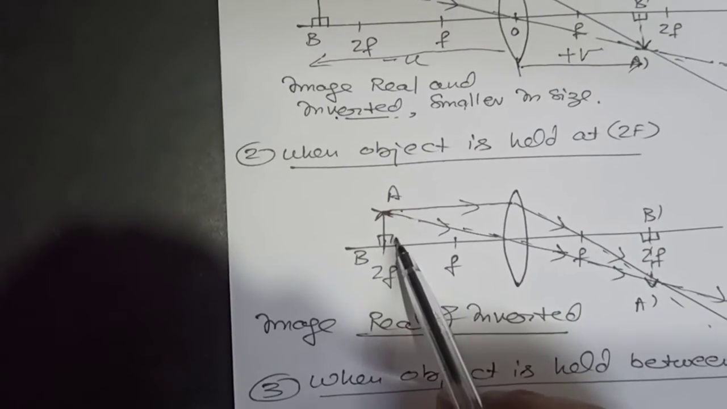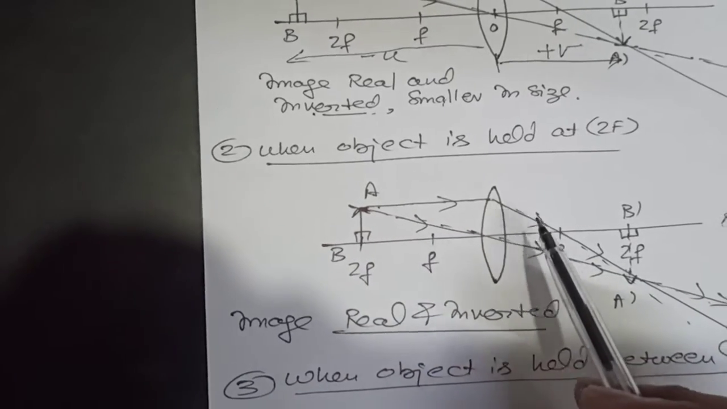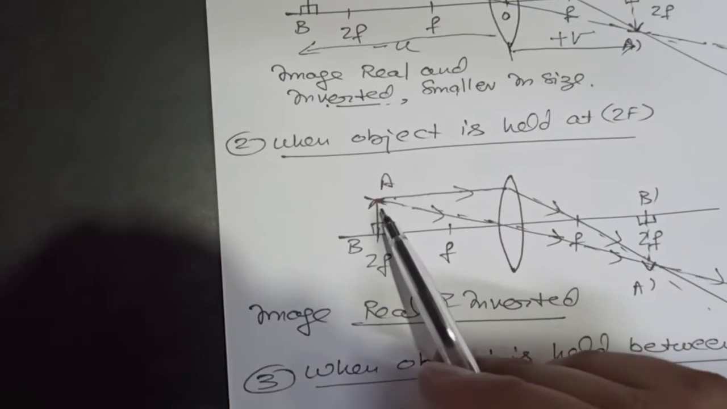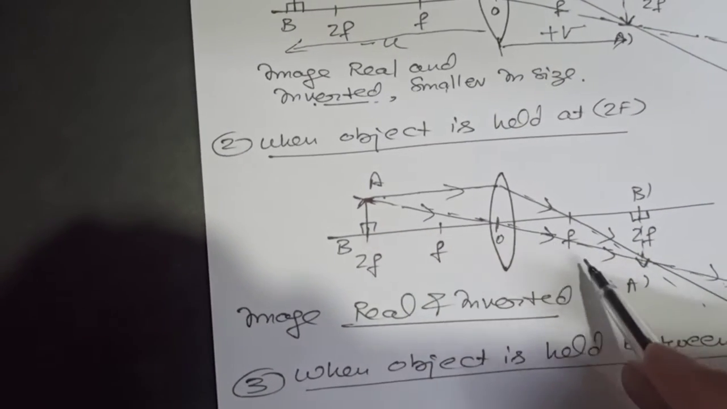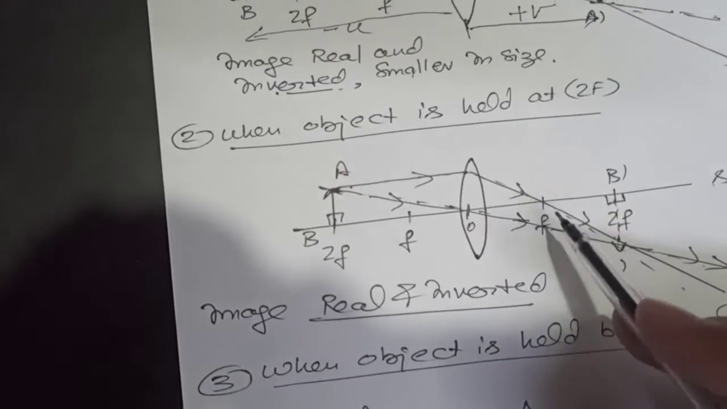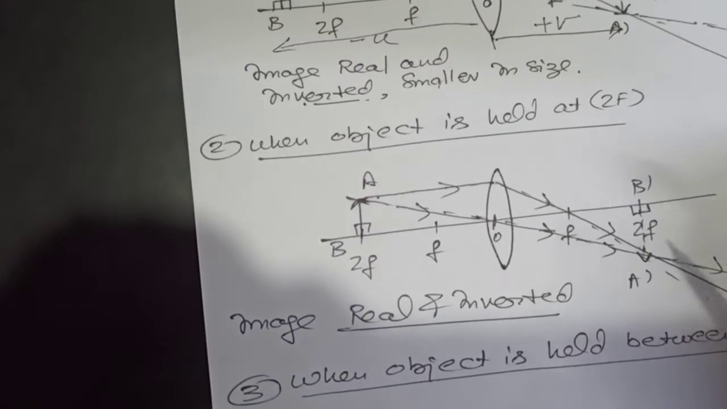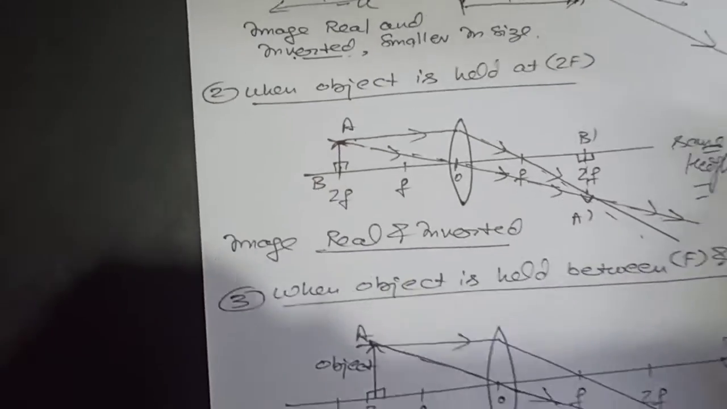So here the object is at 2f, AB is the object. The same ray will pass parallel to the principal axis. It will converge from the focus point and go through it. Now another ray, again we will take through the optical center. These both rays meet at this point. This is A dash B dash, and these both rays meet at 2f, that is the same point at 2f, and of same height.